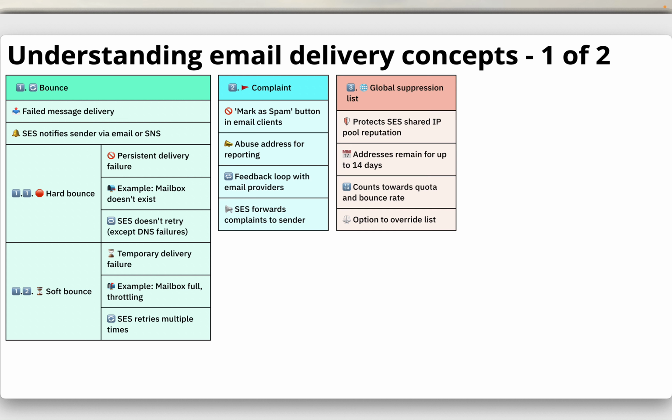Next important concept is the global suppression list, which is the Amazon SES global suppression list, owned and managed by Amazon SES to protect the reputation of addresses in the SES shared IP pool. It contains recipient email addresses that have recently caused a hard bounce for any SES customer. If you try to send an email through SES to an address that is on the suppression list, the call to SES succeeds, but SES treats the email as a hard bounce instead of attempting to send it.